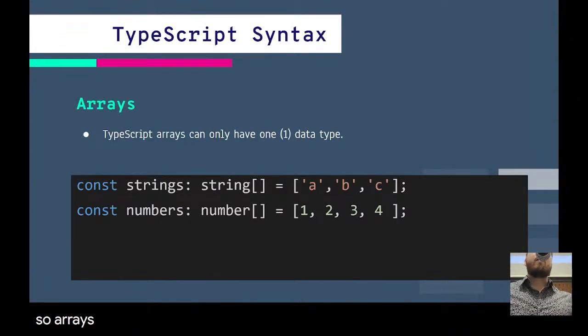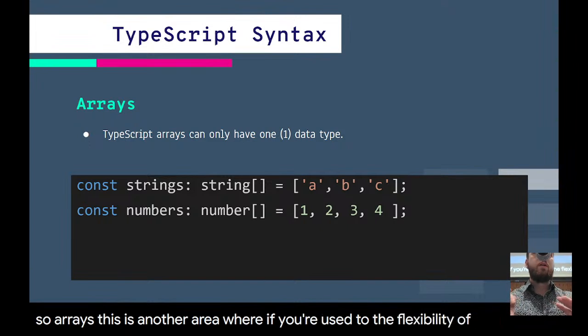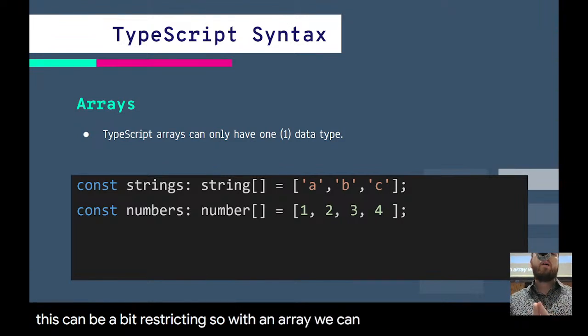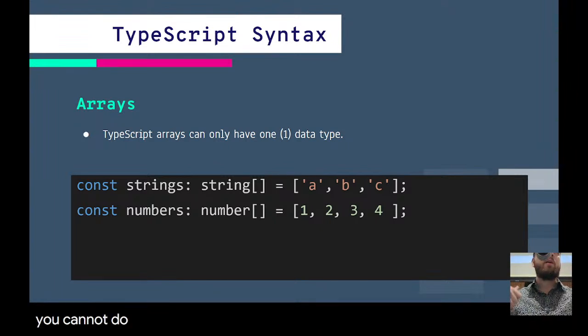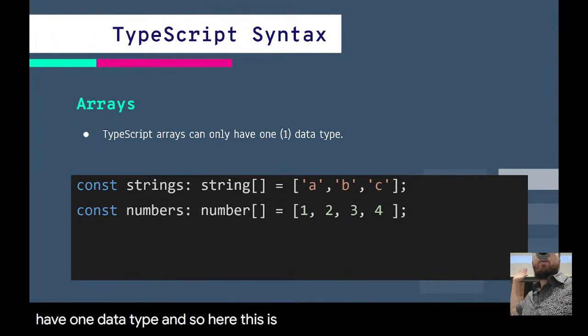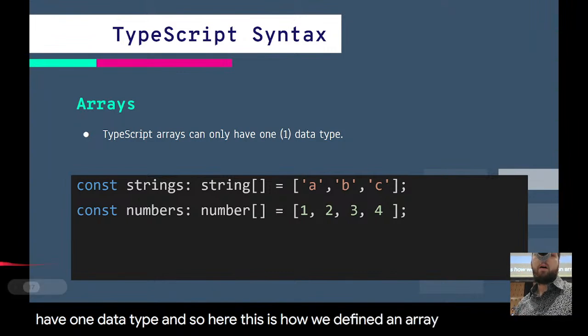So arrays, this is another area where if you're used to the flexibility of JavaScript, this can be a bit restricting. So with an array, we can only have one data type. So you cannot do a combination of strings, numbers, booleans, etc. You can only have one data type. And so here, this is how we define an array.